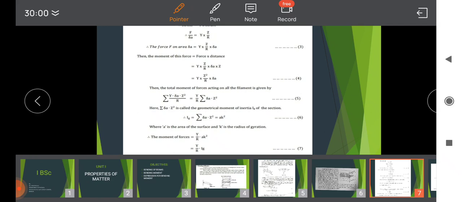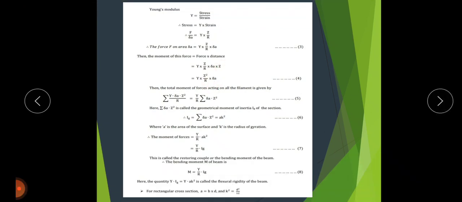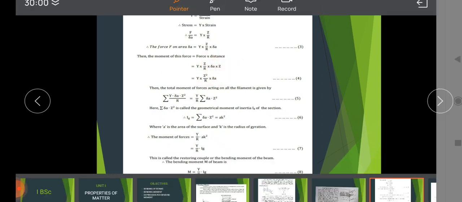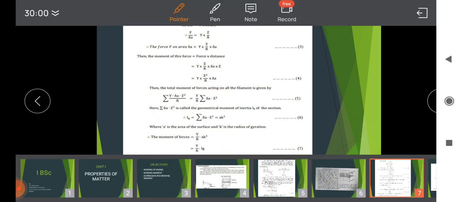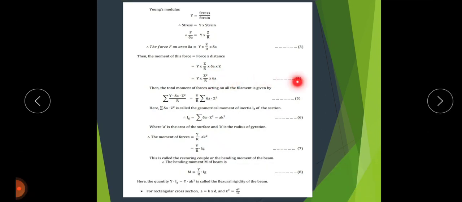Then the moment of the force is the product of force and distance. We already know the force is Y into Z divided by R into delta A. The distance is the distance from the neutral axis, which is taken as Z. So the numerator consists of Z into Z, that is Z square. So the moment is Y into Z square divided by R into delta A, which is taken as equation number 4.